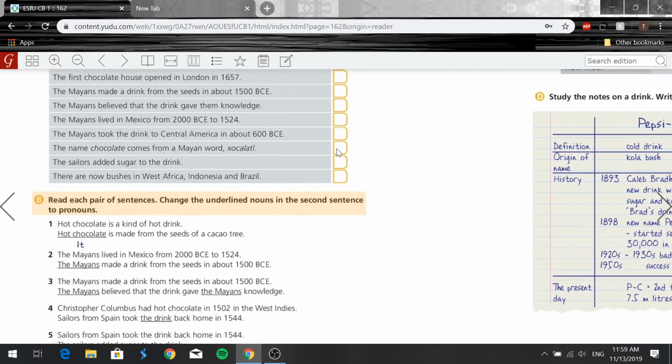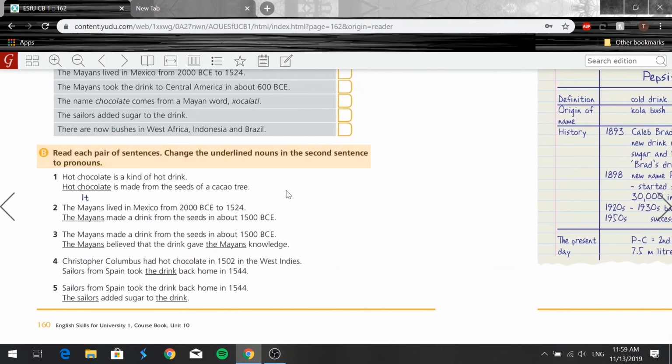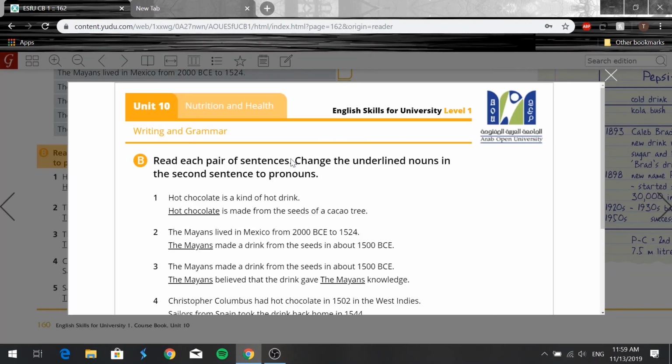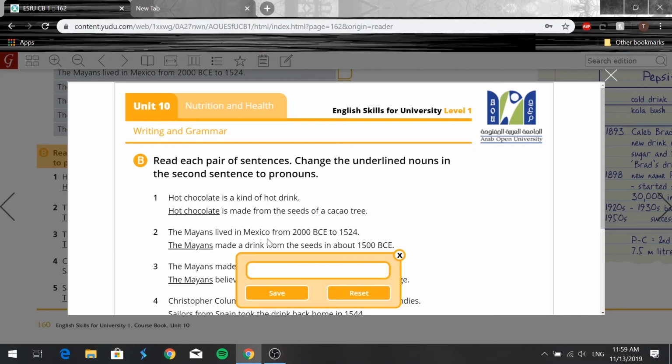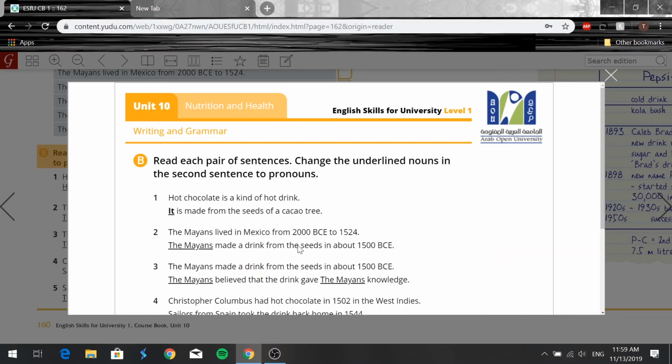Now let's go to exercise B. Read each pair of sentences and change the underlined nouns in the second sentence to pronouns. So we're going to change the nouns in the second sentence to pronouns. We could use it, they, it depends. So hot chocolate is a kind of hot drink. I want to turn hot chocolate, in this case, into a pronoun. Hot chocolate is made from the seeds of a cacao tree, so I could refer to hot chocolate with the word it. So it is made from the seeds of a cacao tree.